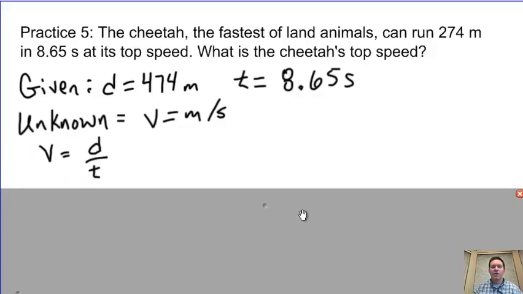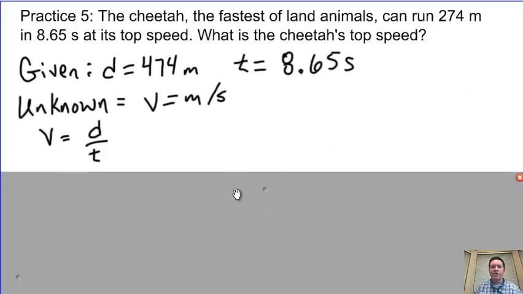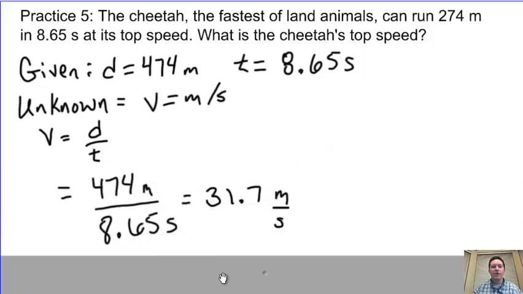So on this one, I'm using my standard equation, velocity equals distance divided by time. So I just plug in my values, make sure my units agree, which here they're fine because I'm taking meters divided by seconds. And I get 31.7 meters per second.